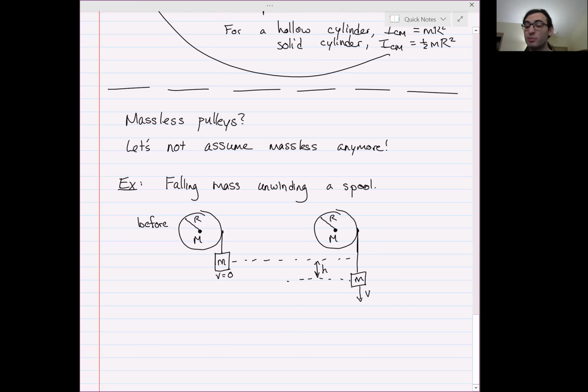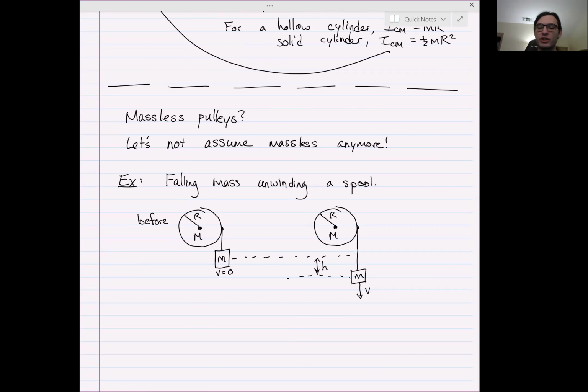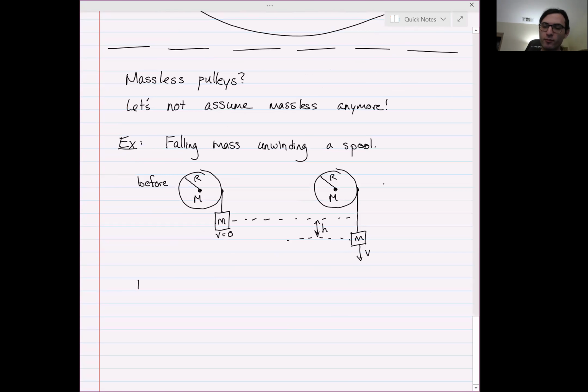How would we find the speed that our block is falling at? Well, we could use energy conservation again. And by the way, this is another example of a non-slip condition because the rate that the thread is unspooling at is precisely related to the rate that the spool has to rotate at, right?